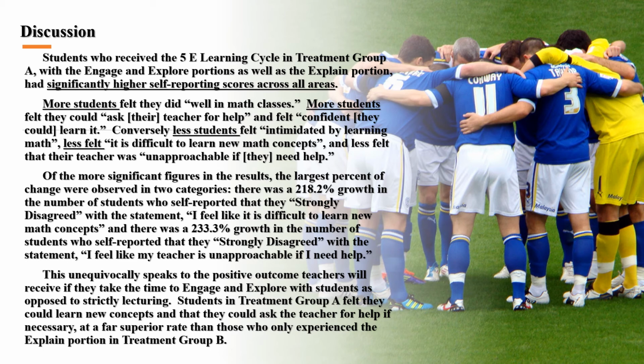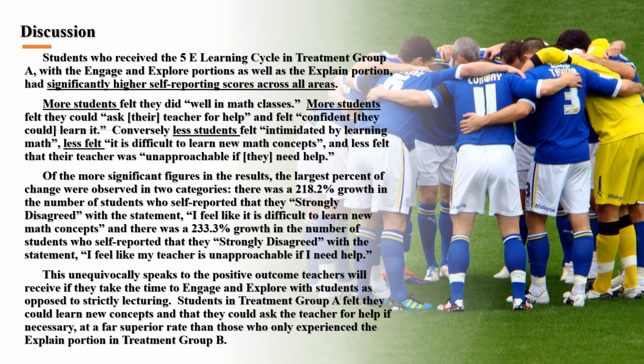Of the more significant figures, it's fascinating to point out the 218.2% growth in the number of students who self-reported they strongly disagreed with the statement, "I feel like it is difficult to learn new math concepts." There was a 233% growth in the number of students who self-reported they strongly disagreed with the statement, "I feel like my teacher is unapproachable if I need help." That means whatever value it was initially, that increased by 233% of people saying, "No, I disagree with that statement. I can talk to my teacher if I need help."